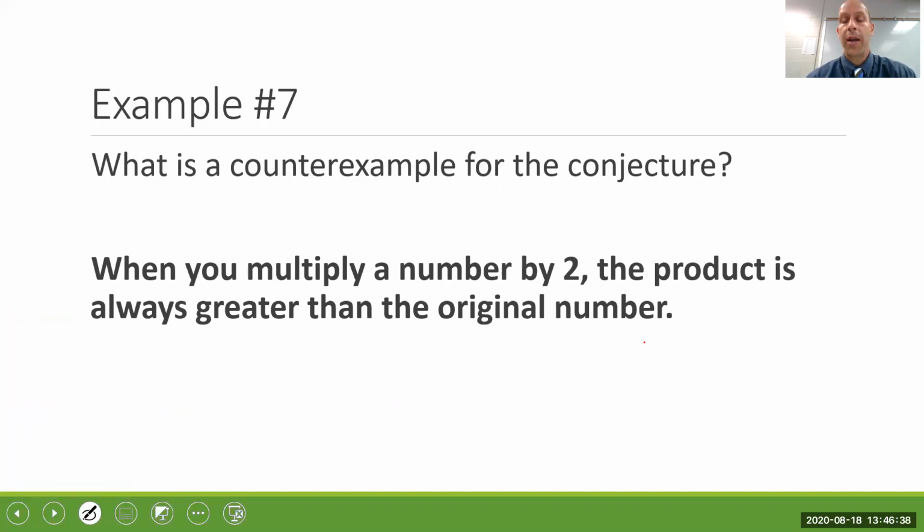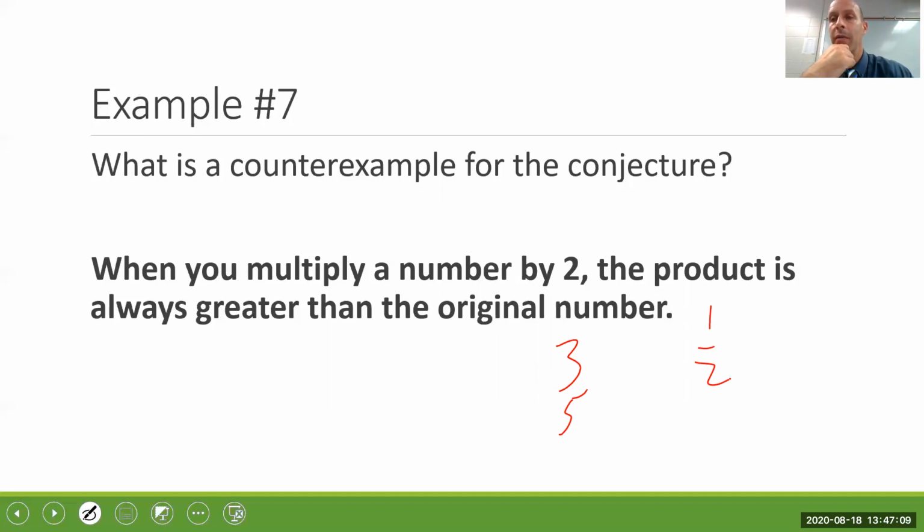When you multiply a number by 2, the product is always greater than the original number. Now that might seem true, right? So if I pick the number 3 and I multiply it by 2, that gives me 6. Or if I pick the number 5 and I multiply that by 2, it gives me 10, so it's greater. What about other numbers though? Well, that may not be true. Ooh, what about a fraction? What if I used 1/2? What's 1/2 times 2? Well, 1/2 times 2 is 1, and 1 is not greater than 1/2... okay, so that doesn't work.